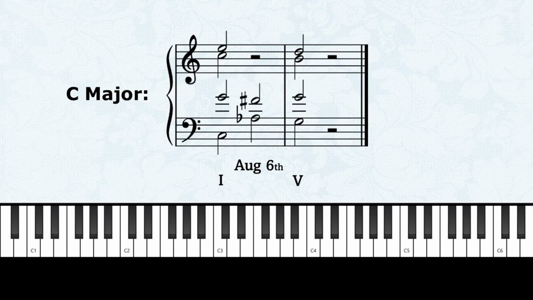There are three main types of augmented sixth chords, which are the Italian, the more dissonant French, and the German augmented sixth.